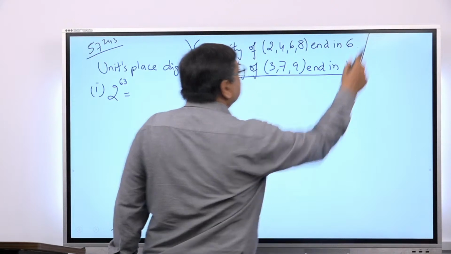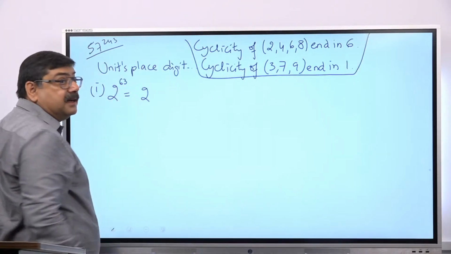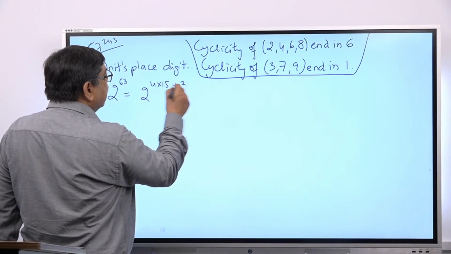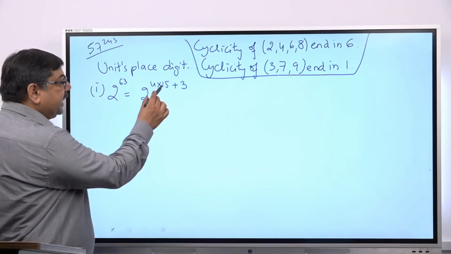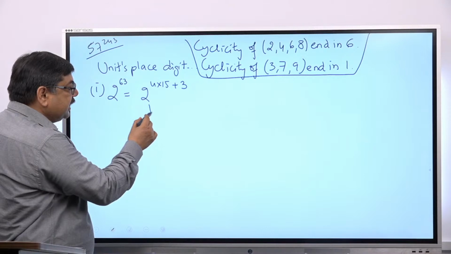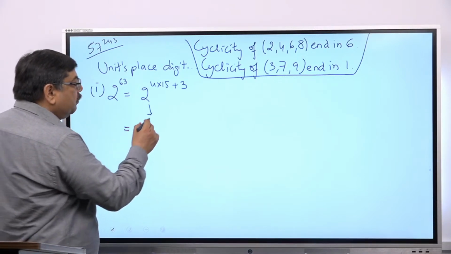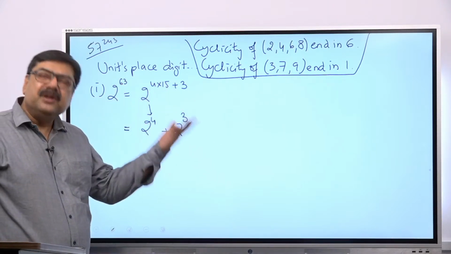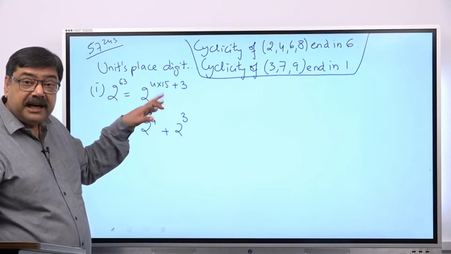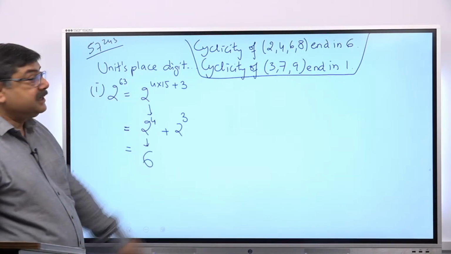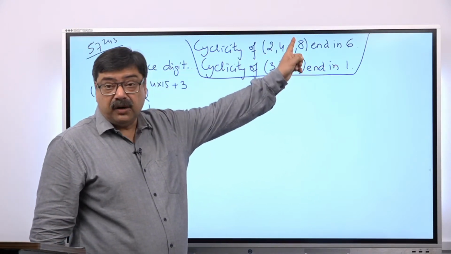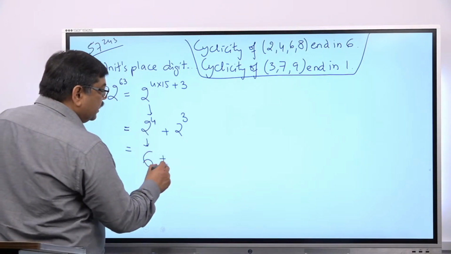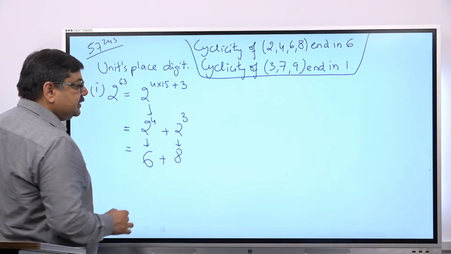All right, so having said that, you know this can be expressed as 2 power 63. What I'll try to do is, I would divide this by 4. So what I get here is 4 into 15, that is 60 plus 3. Okay, so 15 groups of 4 each. So this is nothing but 2 power 4 into 15 plus 2 power 3. 2 power 4 into 15 is 2 power 4 only. Why? The units place. Why? Because these are groups which are getting completed and they always complete in digit 6. Cyclicity of 2, 4, 6, 8 end in 6. So cyclicity of 2 ends in 6, and it has a cyclicity of 4. Okay, so 2 power 4 is 6 plus 2 power 3 is 8.